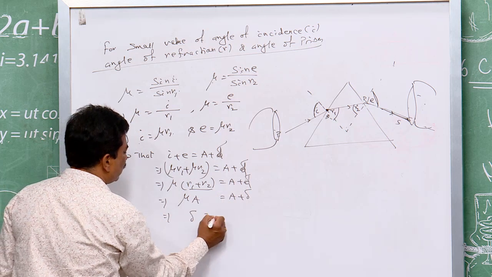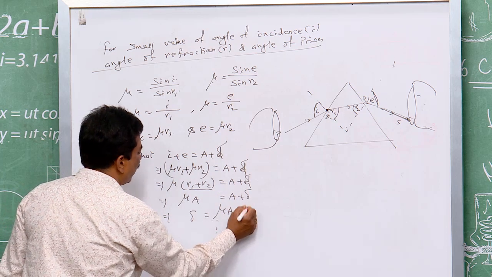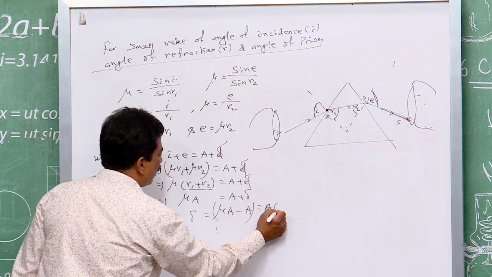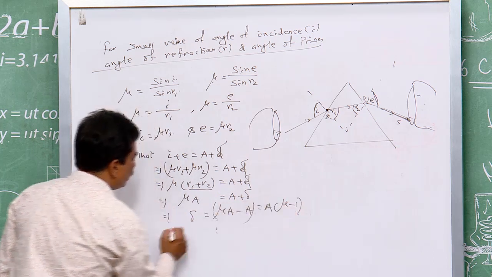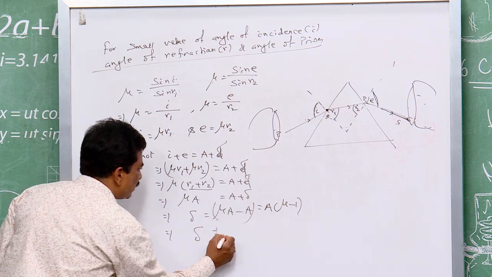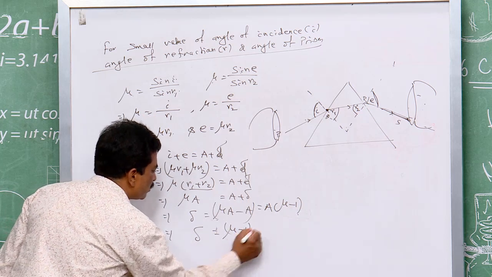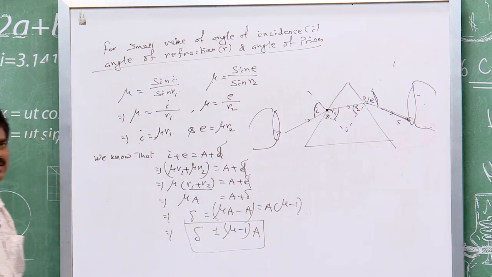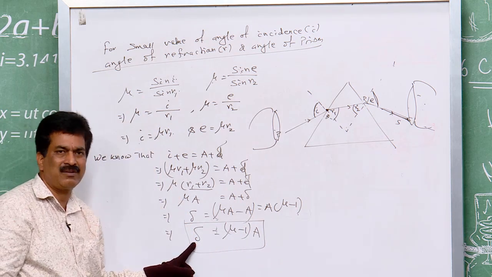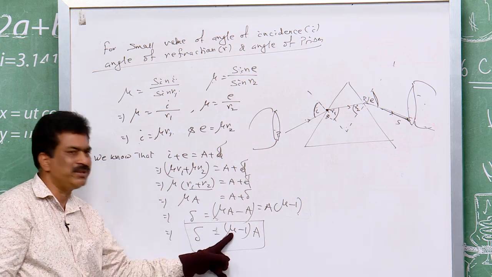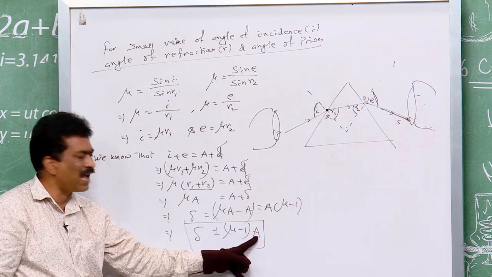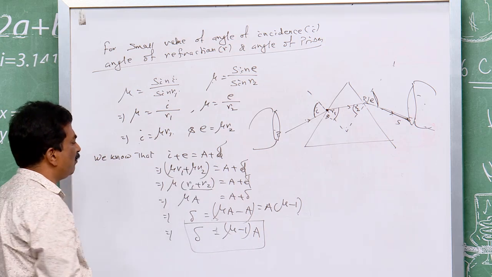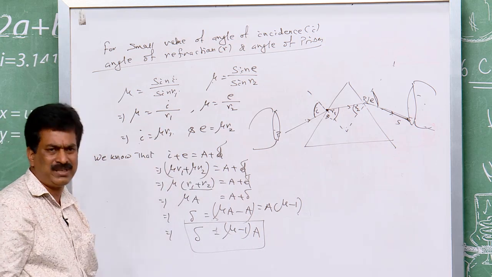So delta is equal to mu A minus A. If you take A as common, delta is equal to mu minus 1 into A. This is another important relation. Delta, the angle of deviation, is related with the refractive index and the angle of the prism. So these are the important formulas for refraction on the prism surface.